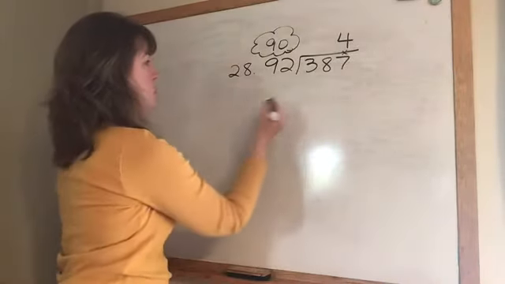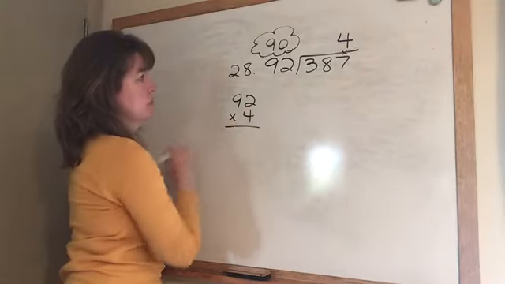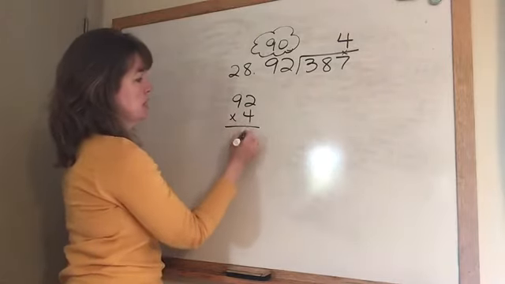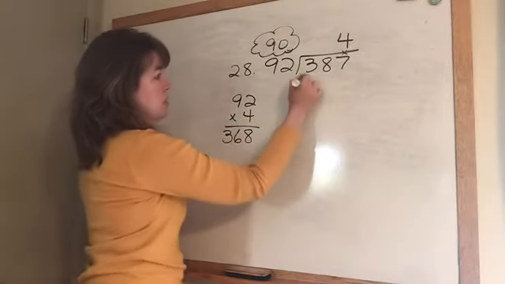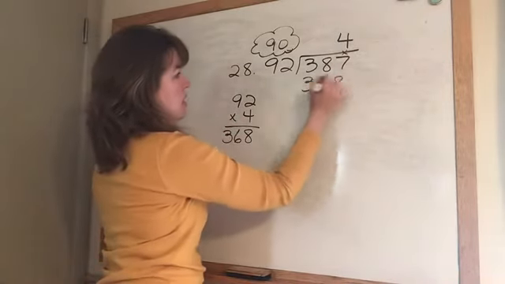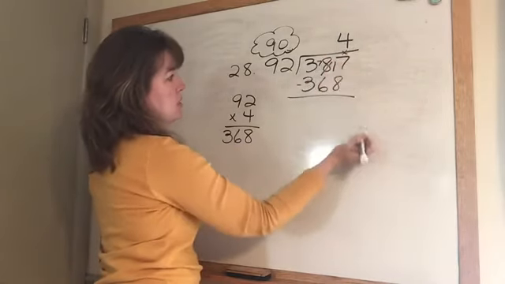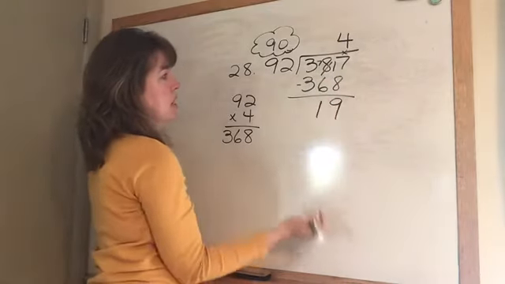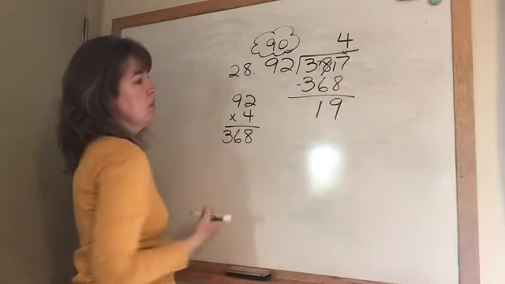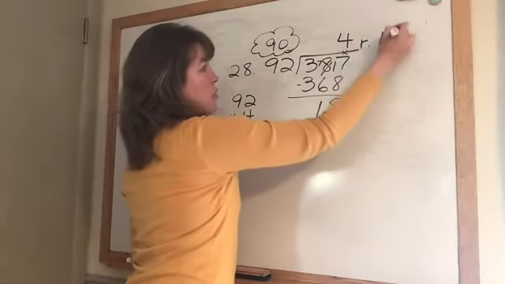All right, now I'm just going to try it. 92 times 4. Okay, 4 times 2 is 8. 4 times 9 is 36. So 368. We have to borrow. 17 minus 8 is 9. 7 minus 6 is 1. Now, 19 is smaller than 92. So that means we have a remainder of 19.